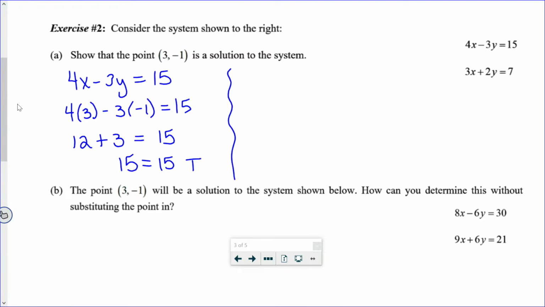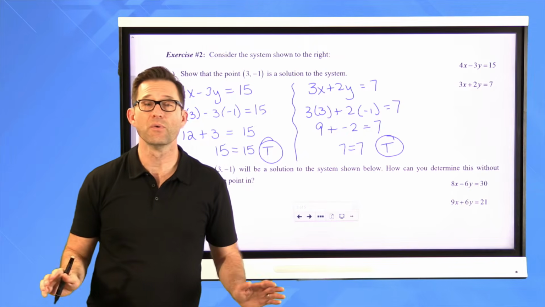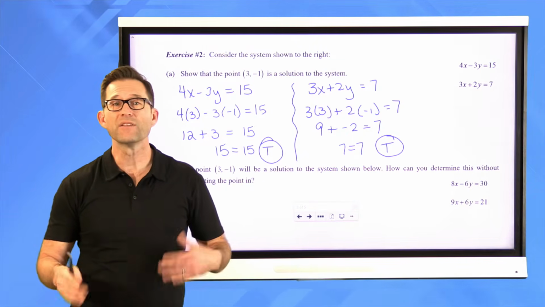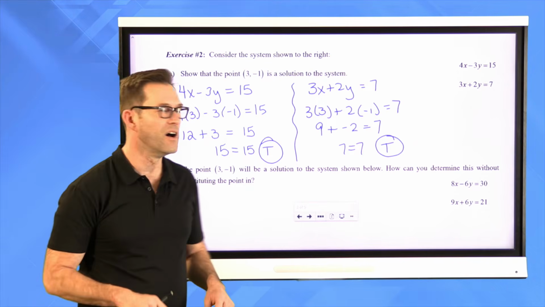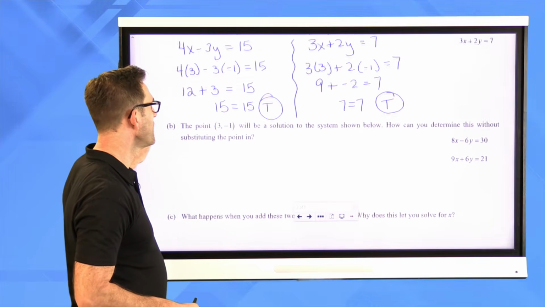Now I'll substitute it into the other equation. 3x plus 2y is equal to 7. 3 times 3 plus 2 times negative 1 is equal to 7. 3 times 3 is 9. 2 times negative 1 is negative 2. 9 plus negative 2 is 7. 7 equals 7. That's also true. All right, so that point is definitely a solution because it makes both of those equations true. Now let's play around a little bit with those properties of systems and their solutions.